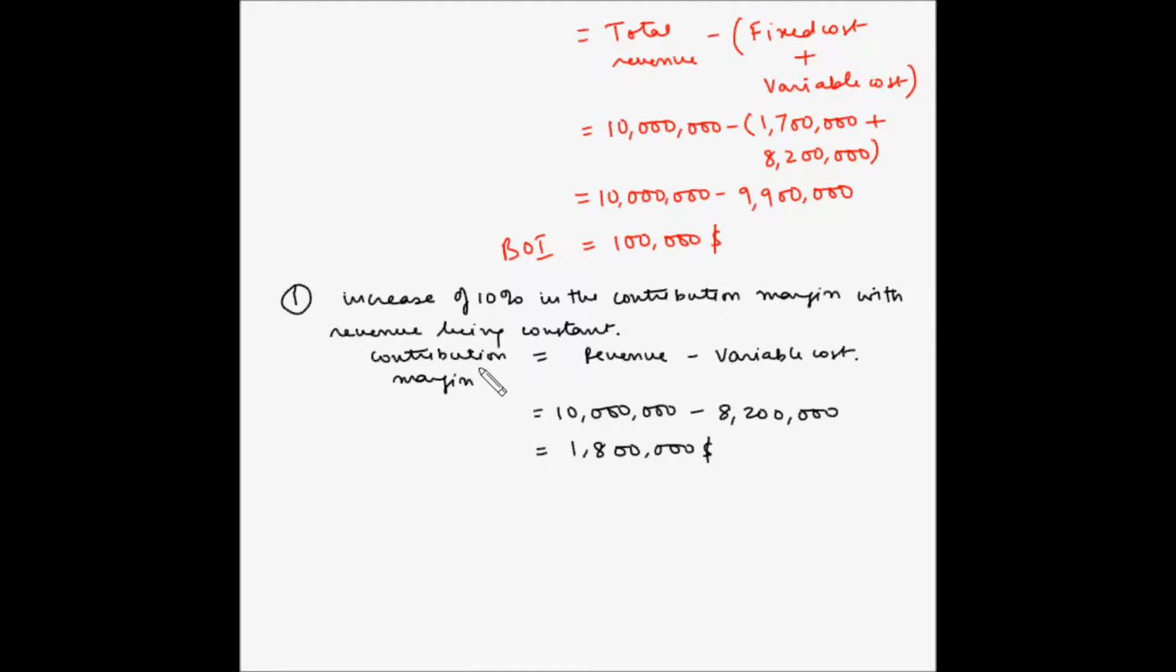Now in the scenario where the contribution margin is increasing and revenue is constant, let's find out what is the impact on the variable cost. So we know that contribution margin is increasing, we know that revenue is constant, so there has to be a change in the variable cost. So originally the contribution margin was 1.8 million. So now with the 10% increase, it will be 1.1 multiplied by 1.8 million.